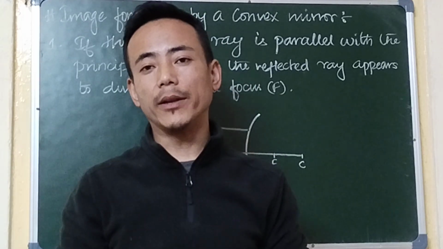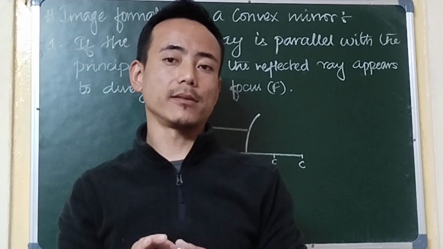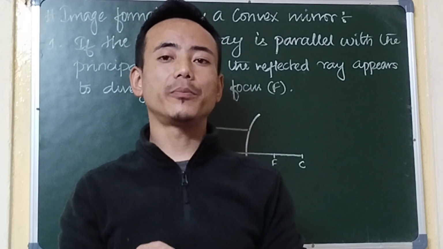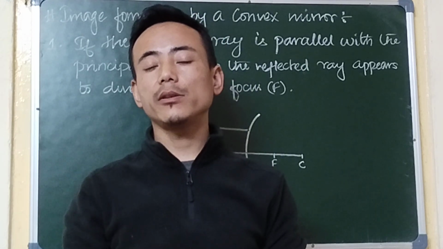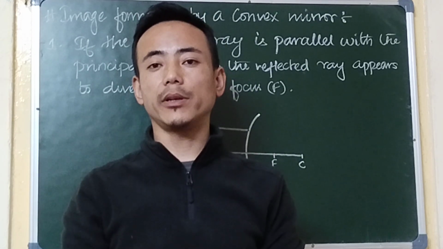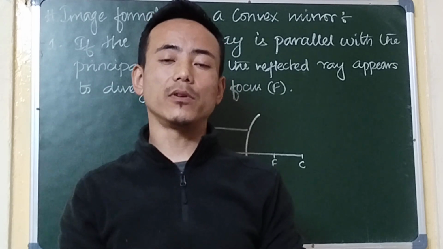Okay, so rule number 1 says that if the incident ray is parallel with the principal axis, then the reflected ray appears to diverge from the focus. We know that a convex mirror is called a diverging mirror. It has a reflecting surface outwards and it diverges the rays that fall on it.